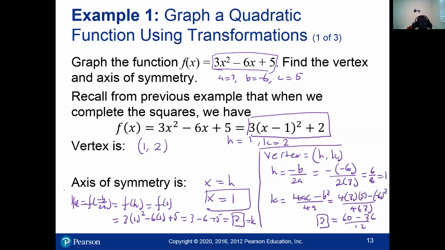So there are a couple of things that we have done here. We put the original function in the vertex form, and then got our vertex and the axis of symmetry. Or we use the formulas to get the vertex, the h, and then the k. Or we say that the k is f of negative b over 2a. And when you use that, we get the same k. So I've shown a couple of things there.